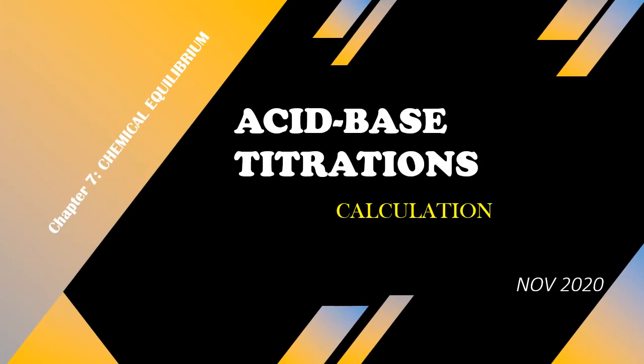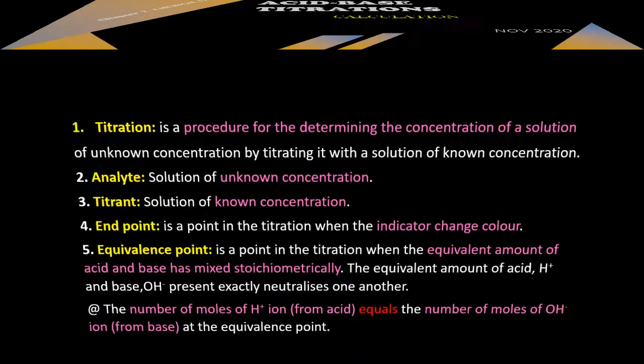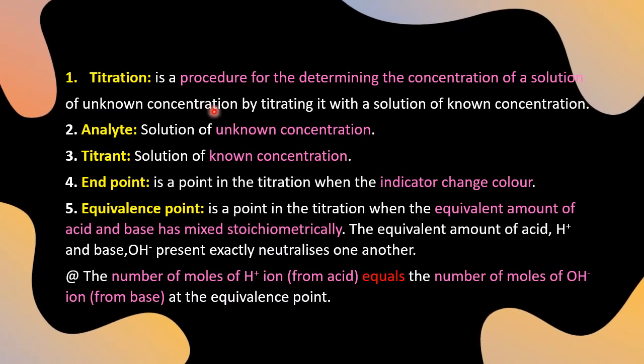Now we proceed with acid-base. First, we do some definitions. Titration is a procedure for determining the concentration of a solution of unknown concentration by titrating it with a solution of known concentration. The analyte is the solution of unknown concentration, and the titrant is the solution of known concentration.